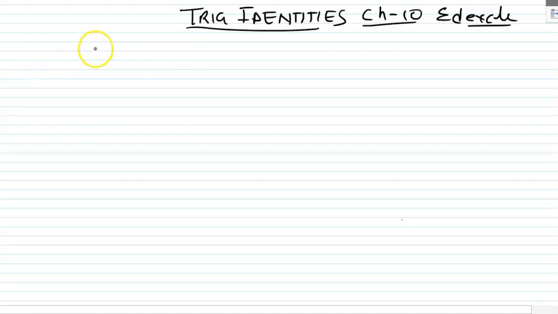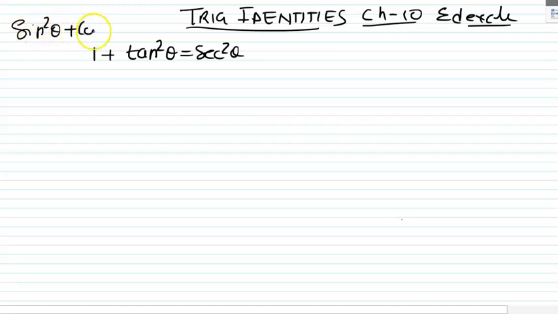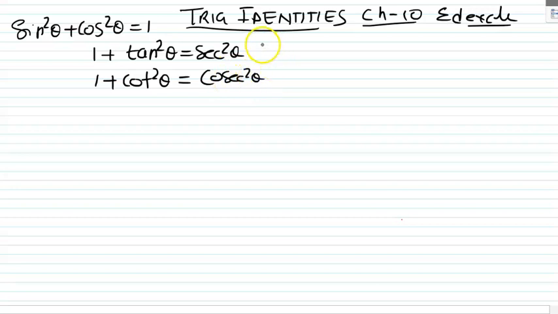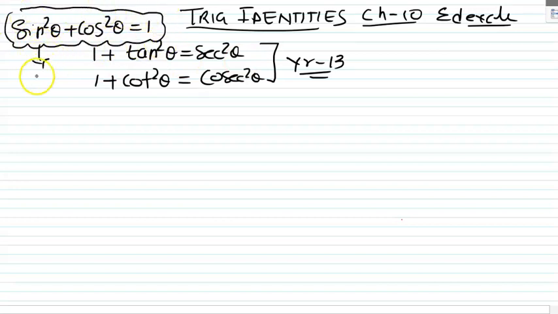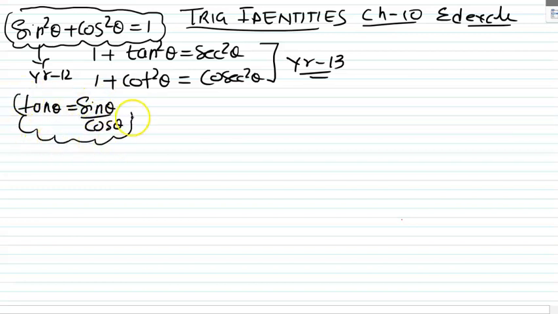Okay. So trig identities, the first things we are going to learn: 1 plus tan squared theta equals sec squared theta, sin squared theta plus cos squared theta equals 1, and 1 plus cot squared theta equals cosec squared theta. These two you are going to learn in year 13. Sin squared theta plus cos squared theta you are going to learn in year 12. Apart from these identities, we have one more identity which we can use, tan theta equals sin theta over cos theta. This you have done in GCSE.